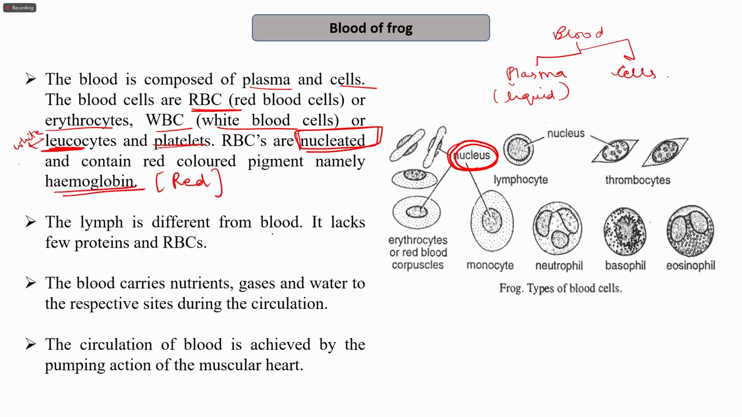The lymph is different from blood. It lacks a few proteins and RBCs, and the blood carries nutrients, gases and water to the respective sites during the circulation. The circulation of blood is achieved by the pumping action of the muscular heart, that is by the systole and diastole, contraction and relaxation of the heart.